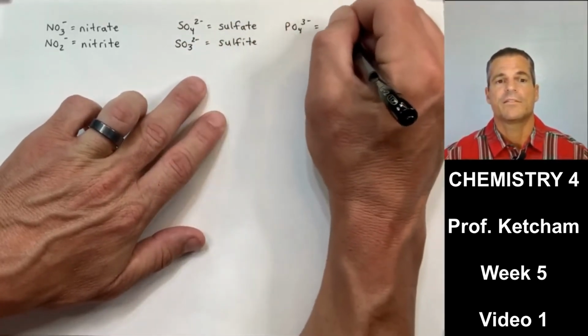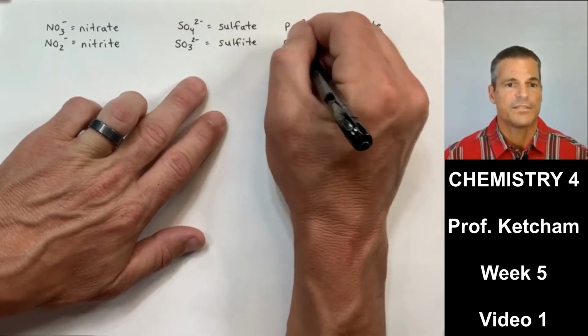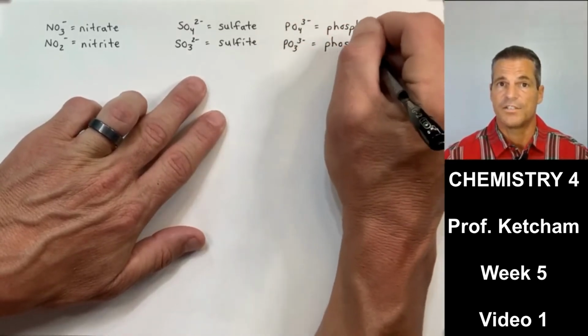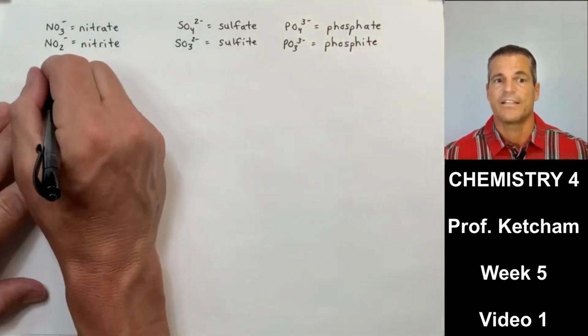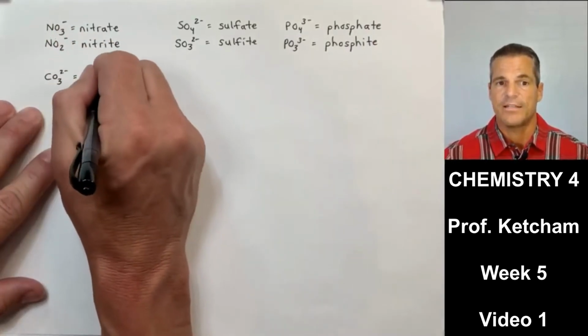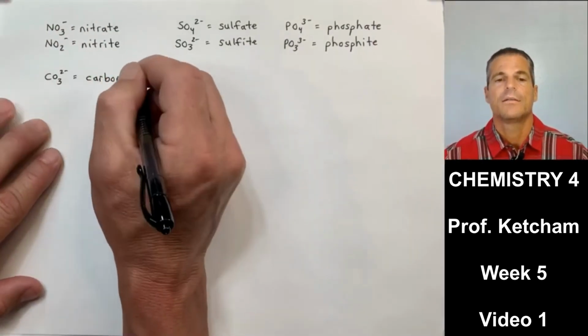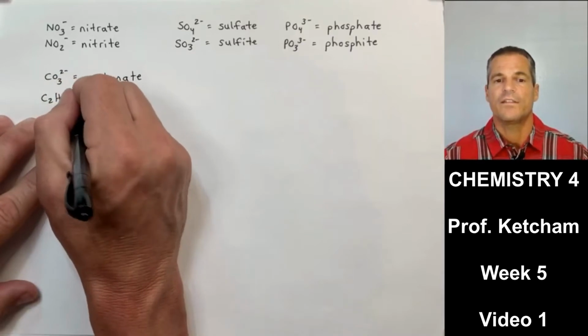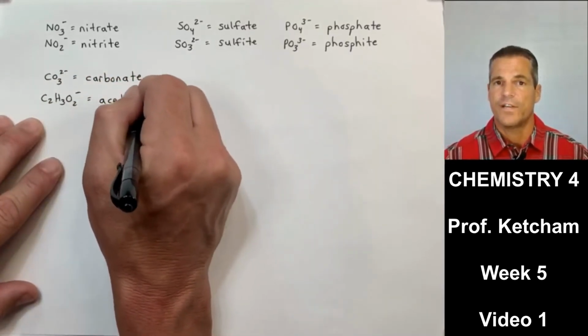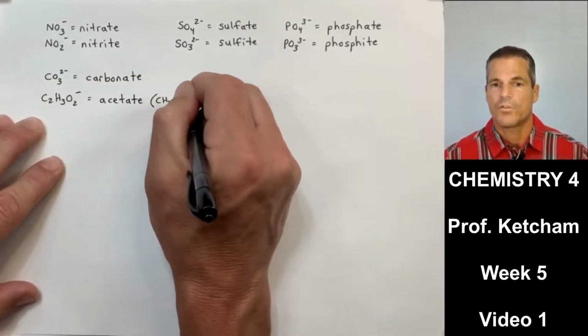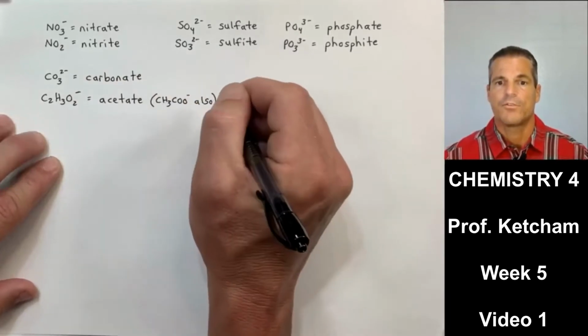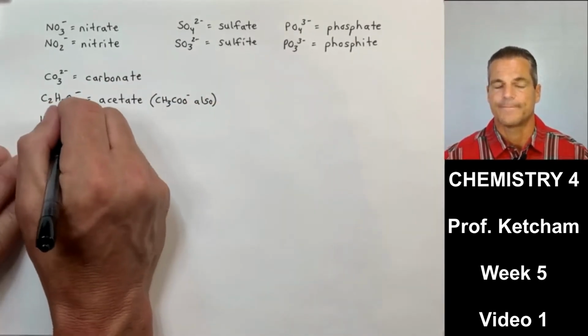So NO3- is nitrate, NO2- is nitrite. 1 less oxygen, right? A little skinnier, kind of like the A is fatter than the I in ate and ite. SO4 2- is sulfate, SO3 2- is sulfite. PO4 3- is phosphate, PO3 3- is phosphite.